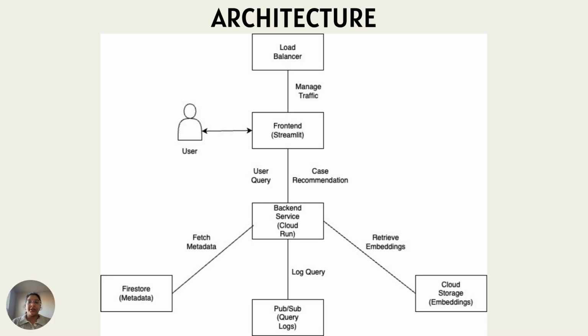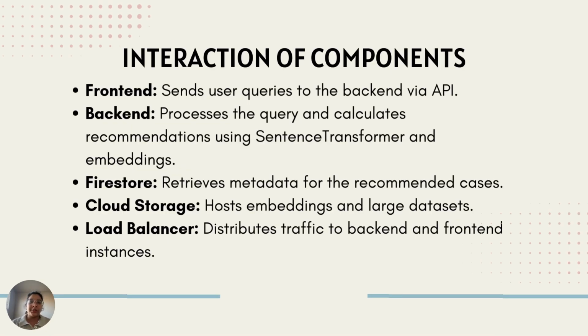So let's see the architecture. So this is the architecture designed to ensure modularity and scalability. So users interact with Streamlit, which is the front end, which sends queries to the backend, which is hosted on Cloud Run. The backend then processes these queries by fetching embeddings from cloud storage and the metadata from Firestore. These recommendations are computed using the cosine similarity. Pub/Sub logs each query asynchronously for future analytics. This entire system is orchestrated to handle high traffic and ensure low latency with the help of load balancers.